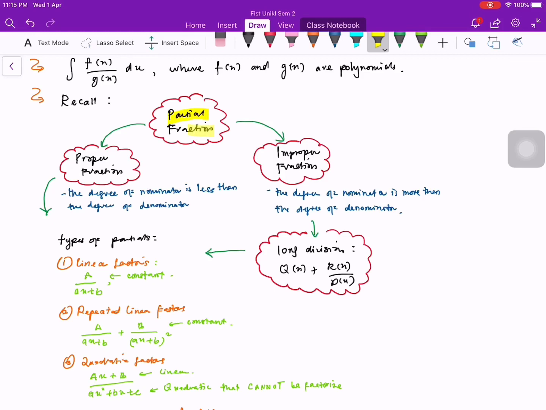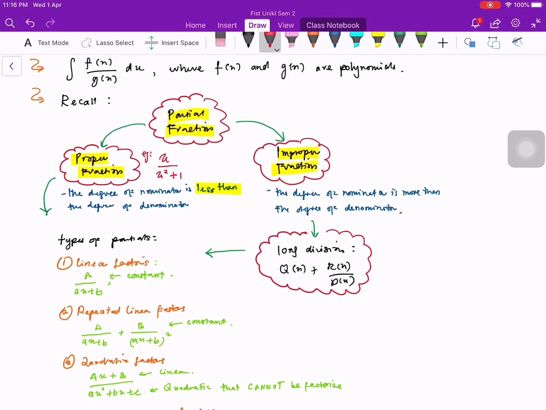Okay, so tentang partial fractions kita ada dua kategori, iaitu kita ada proper fraction and improper fraction. So for proper fraction means that the degree of numerator is less than the degree of denominator. For example, we have x over x squared plus 1. Okay, so ini adalah merupakan contoh untuk proper fraction, di mana degree of numerator adalah lebih kecil berbanding dengan degree of denominator.